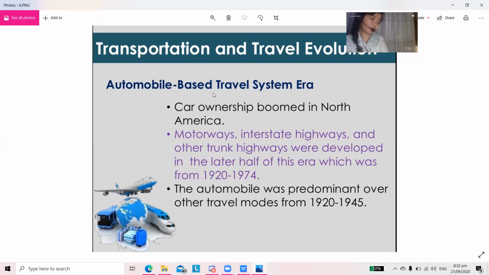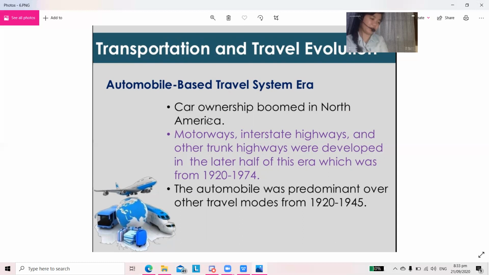This was made possible because, of course, when you own a car, it's much more convenient. It's because instead of going with other commuters, you can travel anywhere you want because you have your own vehicle. At the same time, you don't have to wait in line or mix with other people as you do when you commute.